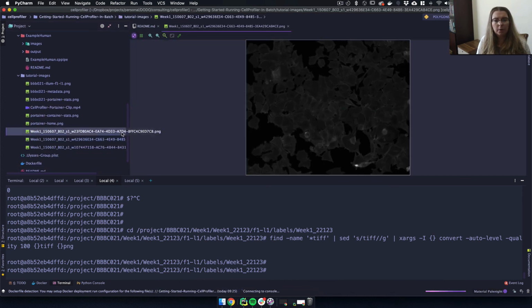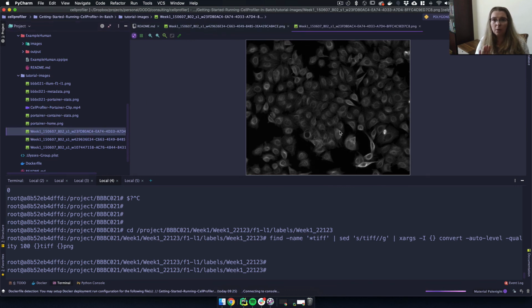That's it. I'll leave you with one of these nice images. There we go. So that's this nice image. This is how you would split and batch all of your CellProfiler analyses.